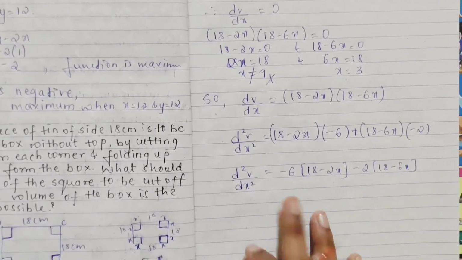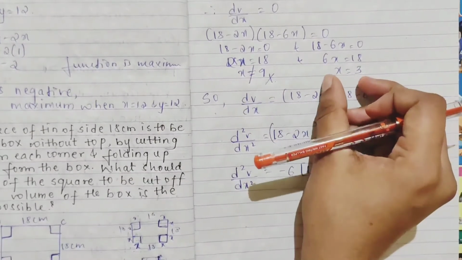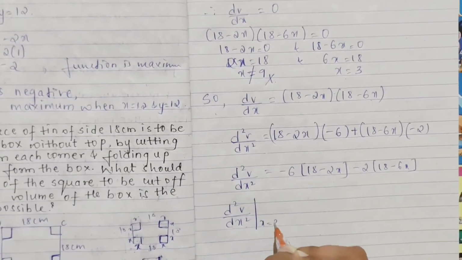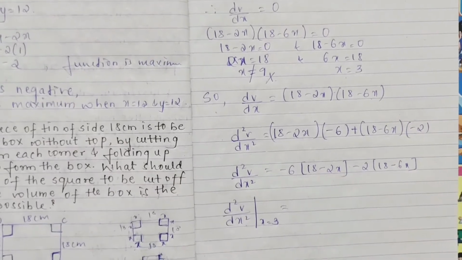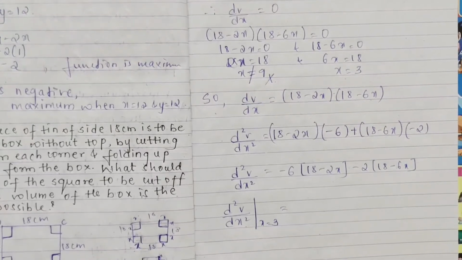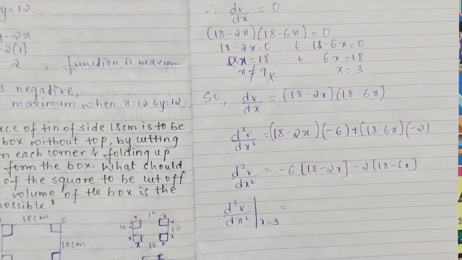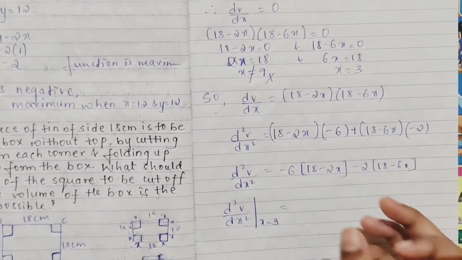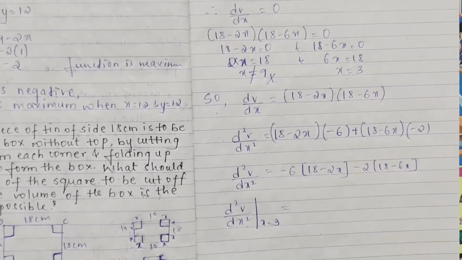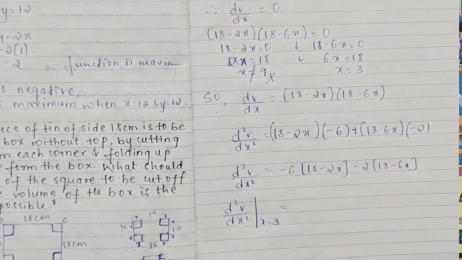From this you can't understand whether it is maximum or minimum. So for that, we substitute our x value: d2v by dx square at x equal to 3. We just want the sign because we have to check maximum or minimum. We don't want the exact value. If you want, you can write the value, no issue, but we are concerned only with the sign. Considering that only, we check whether it is maximum or minimum.